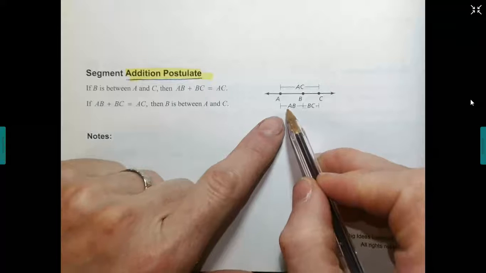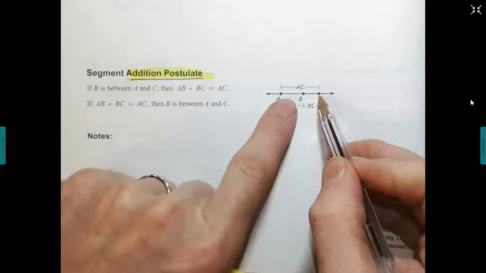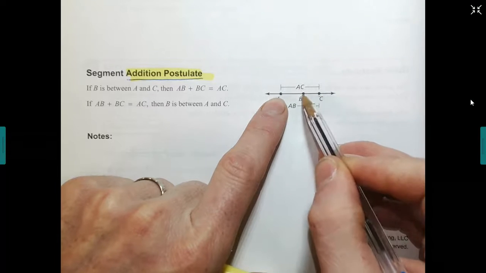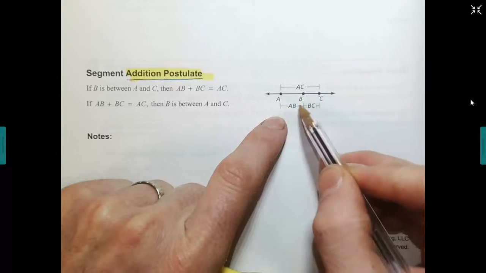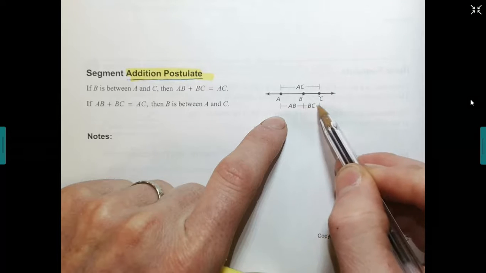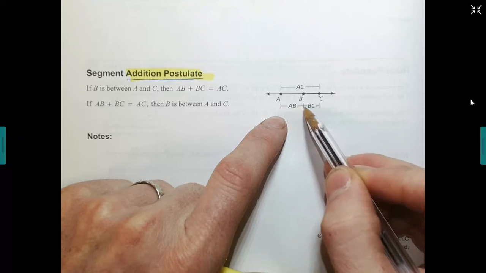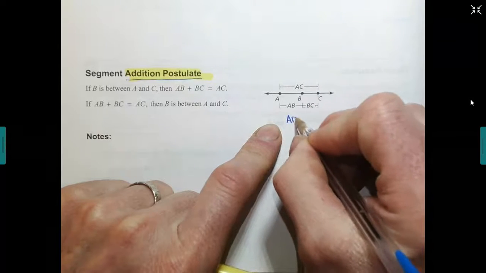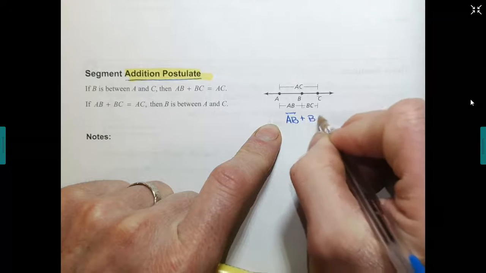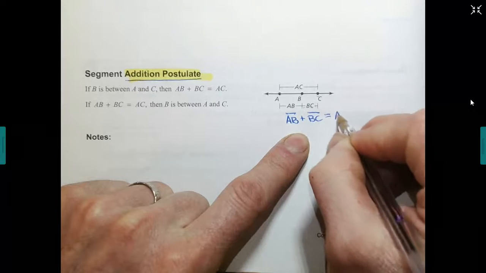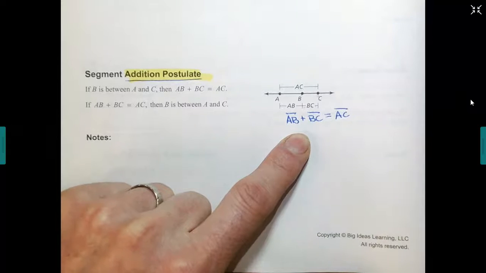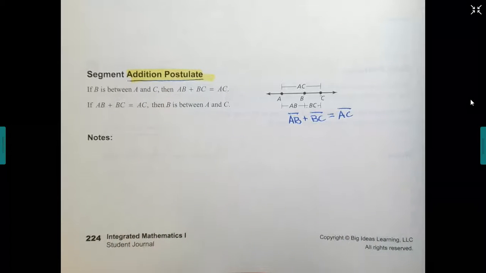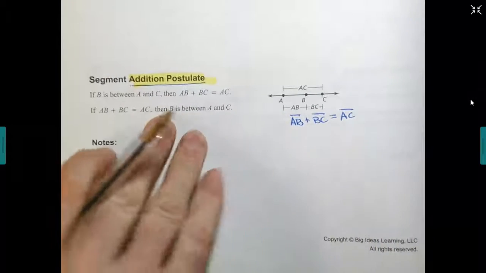So if you look right here, I have AC. So this line segment, A to C, I have that segment. Now if I put B in here, I have line segment AB, and I have line segment BC. So AB plus BC equals AC. It equals it. So that's the addition postulate. Okay, pretty straightforward. Let's get into a little bit of extra practice.